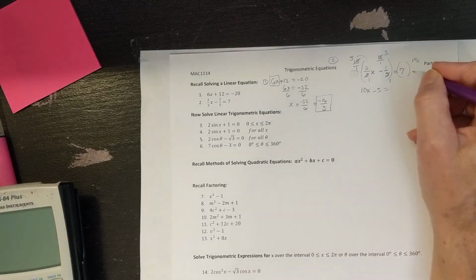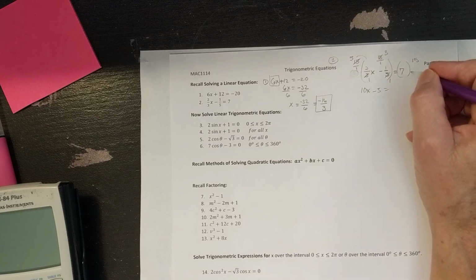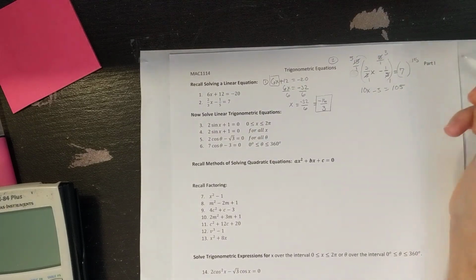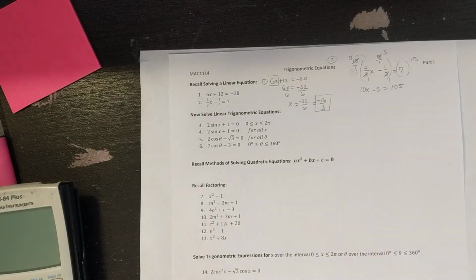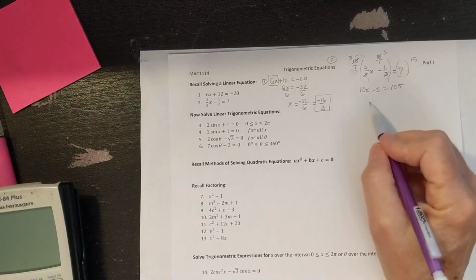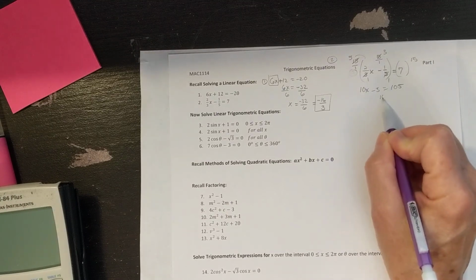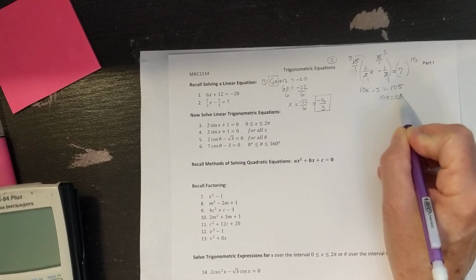7 times 15 is 105. And so now I don't have any more fractions. That is very nice, and many times that's a good thing to do when you're solving these. So we'll add 3 to both sides and get that 10x is 108.